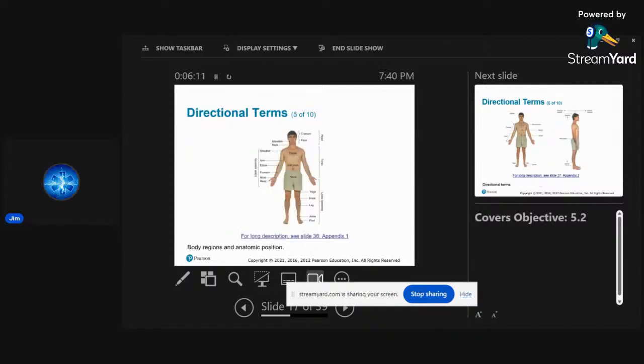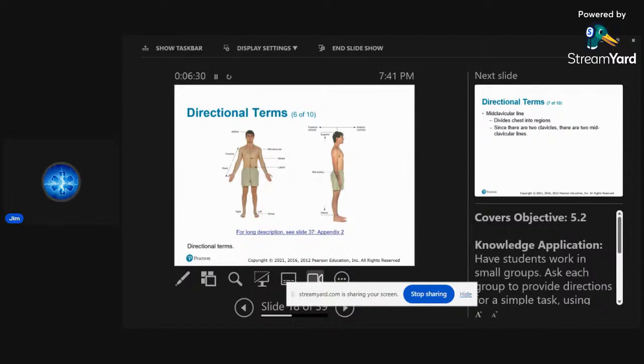Here's a nice picture showing directional terms and different body regions and anatomic position. So this is the anatomic position, facing forward, arms to the side, palms facing forward.